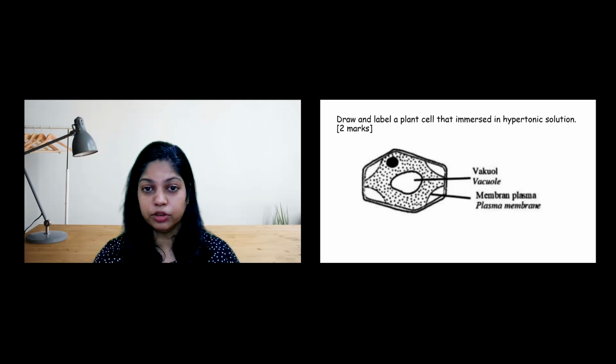A hypertonic solution causes water to diffuse out of the plant cell by osmosis, causing the plant cell to become plasmolysed. You only need to label the affected cell components, which are the vacuole and the plasma membrane.